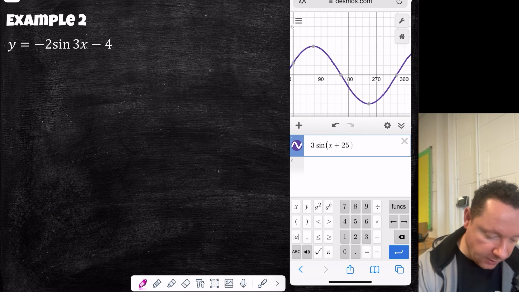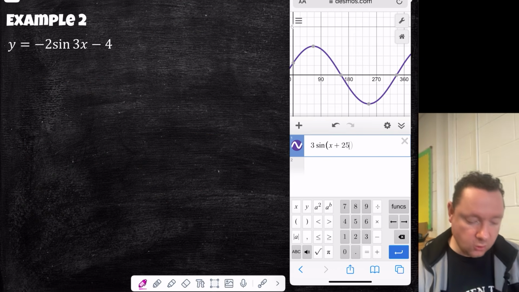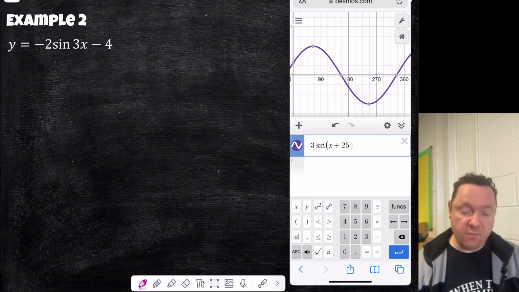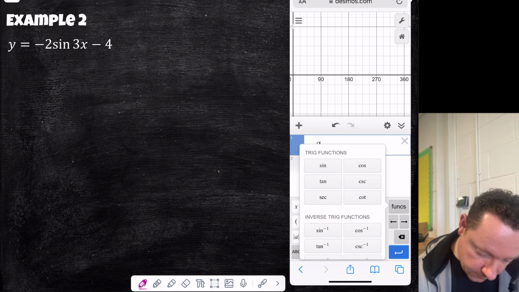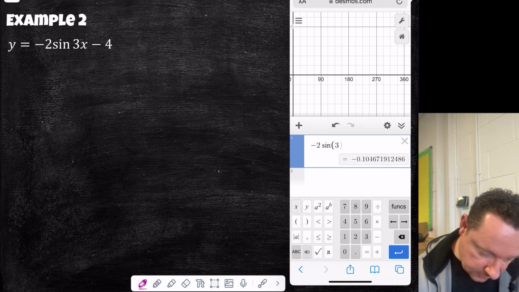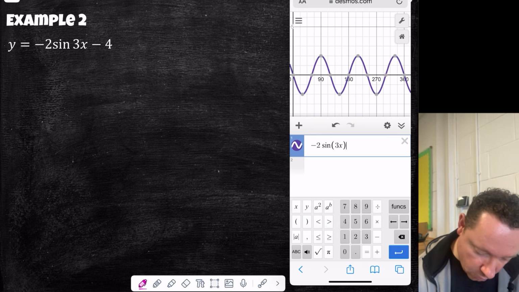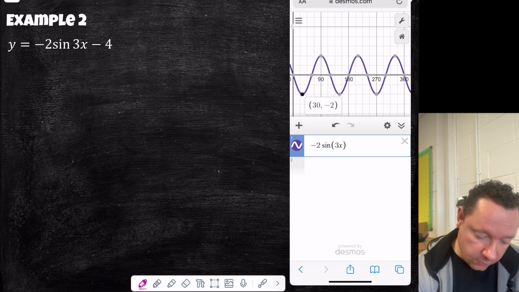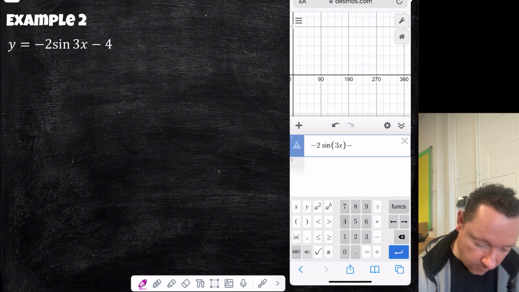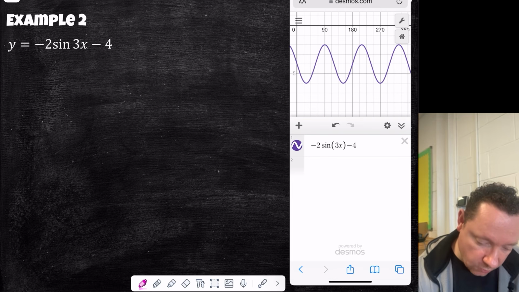2 sine 3x minus 4, so we're combining a bunch of stuff. So it's going to flip upside down, go to 2 and minus 2. There's going to be 3 of them. And then we're going to move the whole graph down by 4. So what does that look like? Well, we've got minus 2 sine 3x, and then we've got minus 4. So you can see minus 2 sine 3x is drawn, 3 of them between 2 and minus 2. There it is there, 2 and minus 2. But then we take away 4, so the whole graph shifts down by 4.